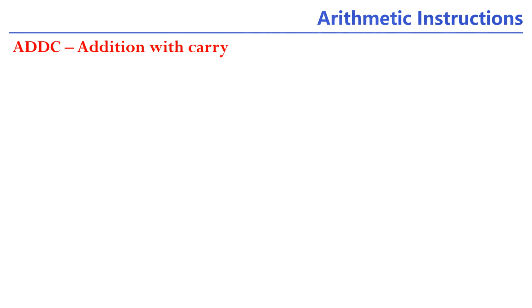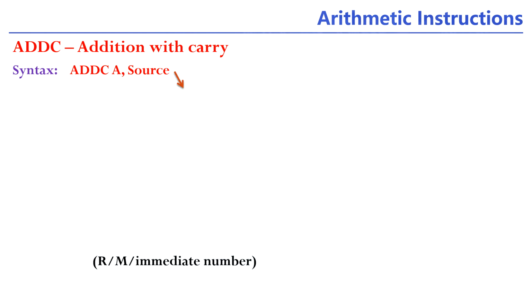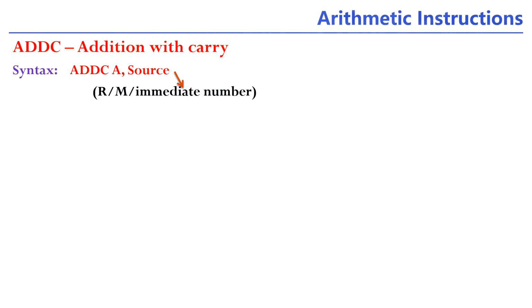Next instruction is the ADDC. ADDC stands for addition with carry. The syntax is similar to ADD: ADDC A comma source. Here the source may be register, memory, or any immediate number. The operation is also similar. Here the only difference is that along with the source, it will also add the previous carry.